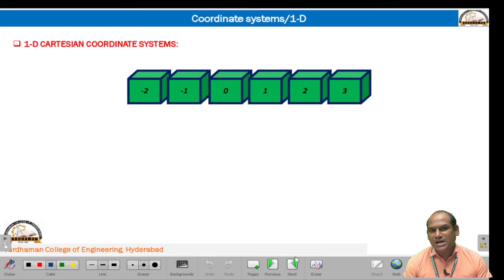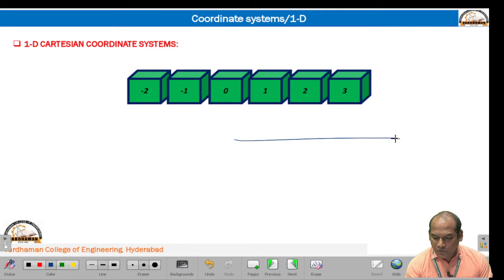Then we will start the one dimensional Cartesian coordinate system. As I said earlier, in order to represent a point on a line, we go for the one dimensional Cartesian coordinate system, or this can also be called a rectangular coordinate system. So, you take one line, I am taking this as the x axis, and on this particular line different points are there. This is one point, this is another point.